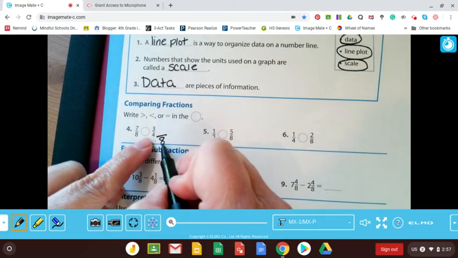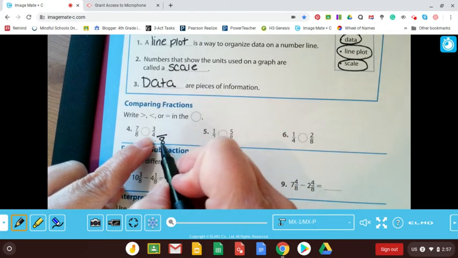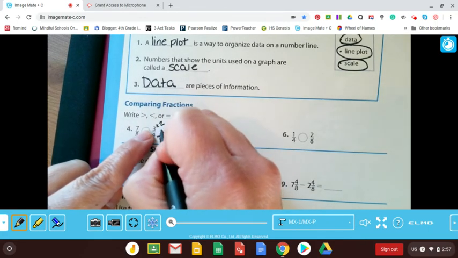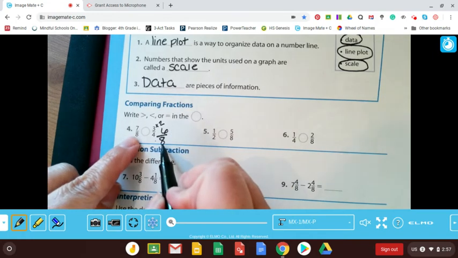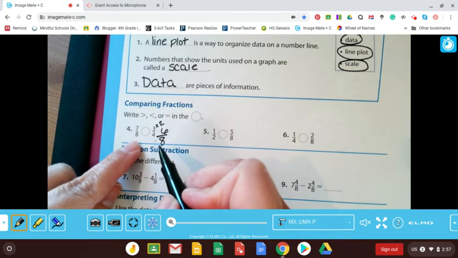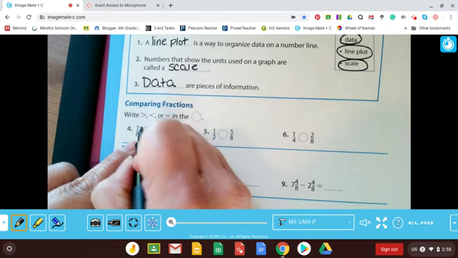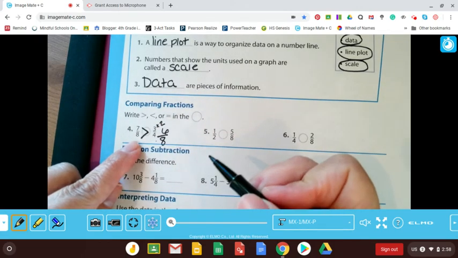How did I go from a 4 to an 8? Well, I multiplied by 2. So now I have to multiply my top by 2. So 3 times 2 is 6. Now that I have a common denominator, 7/8 compared to 6/8, I can clearly see that 7/8 is greater.